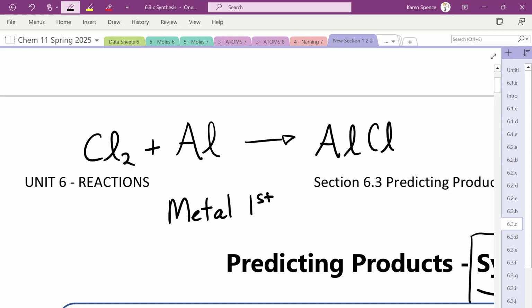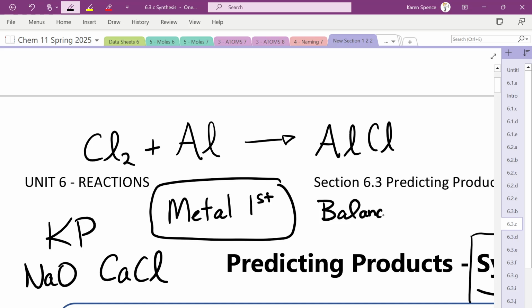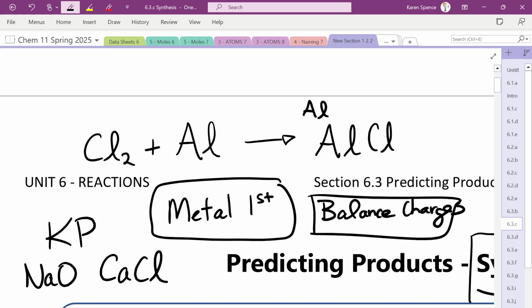How do we write formulas for ionic compounds? Do we just go potassium phosphide? Calcium chloride? Sodium oxide? Are they all just 1 and 1? No, how do we know what the numbers are? We looked at the charges. So the metal has to go first, and we have to balance the charges. Okay? So aluminum is 3 plus. Chloride is -1, so it has to be AlCl3.